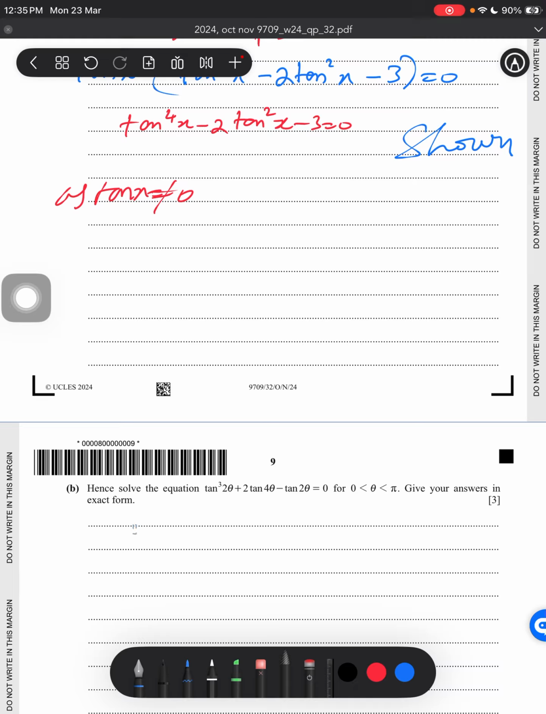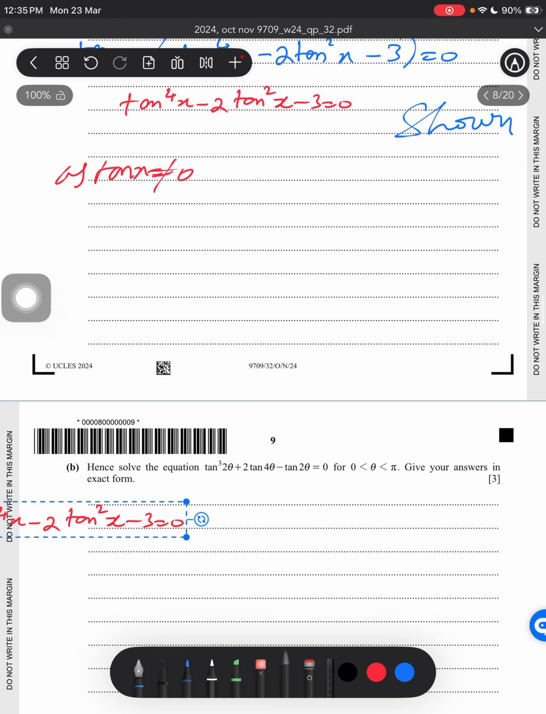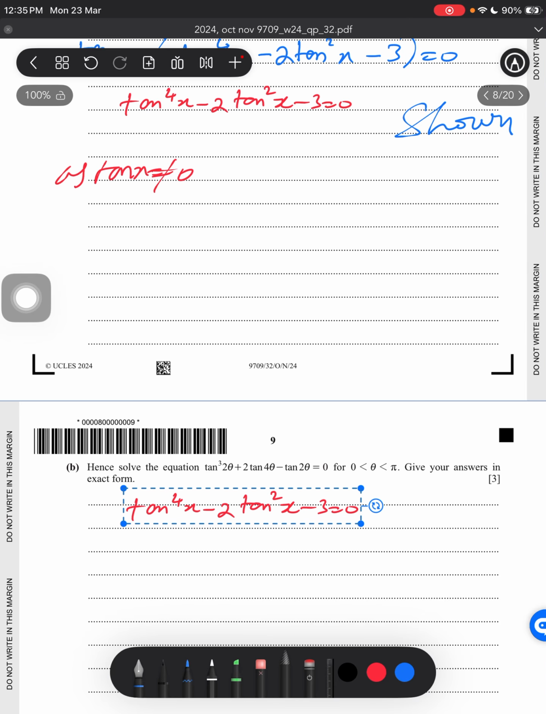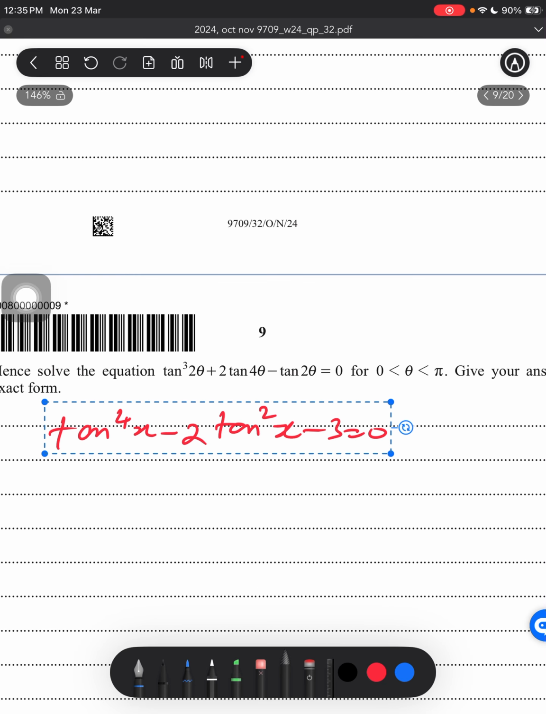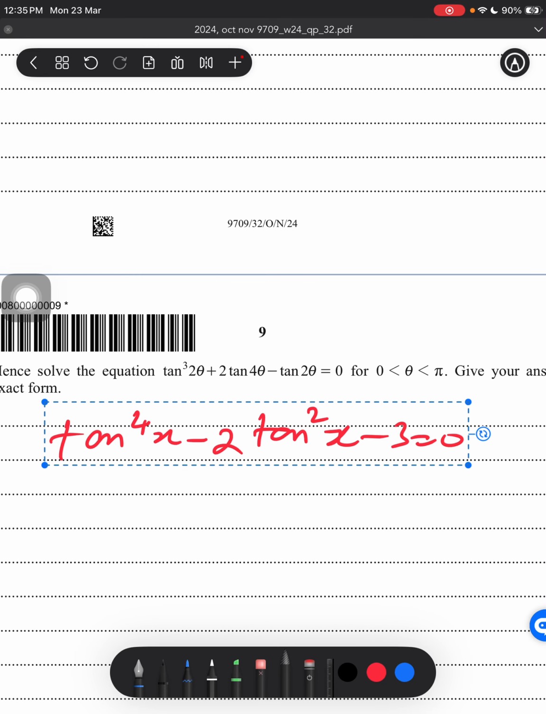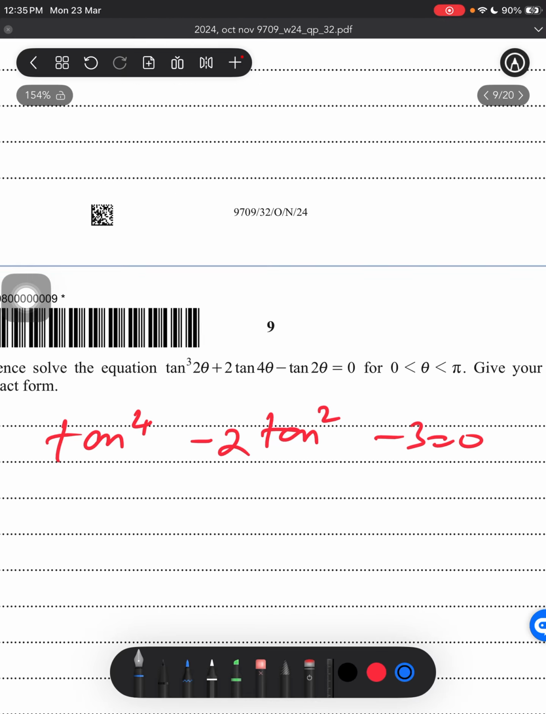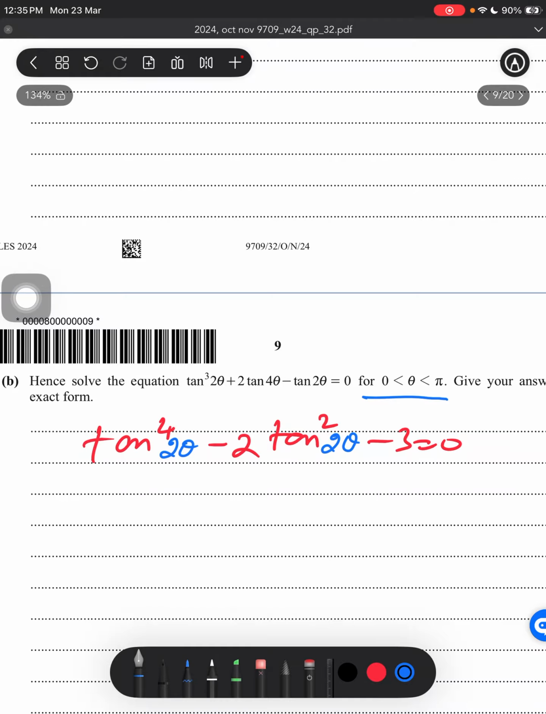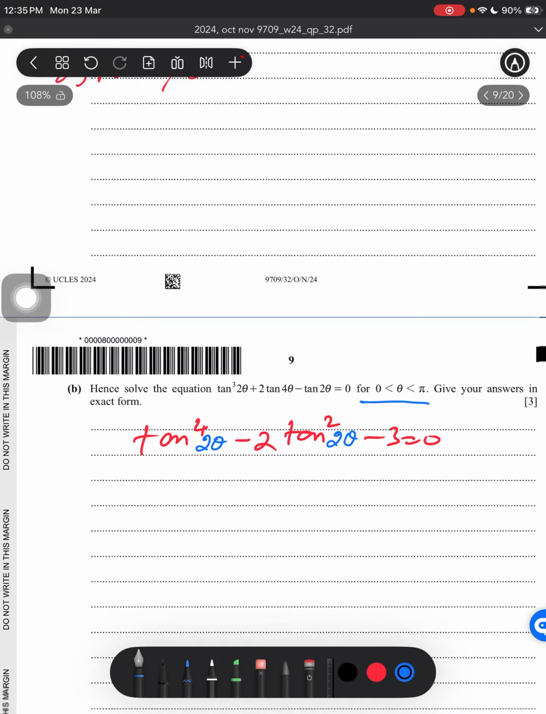So we already found that the equation was equal to this. But in that particular case we have x, and here 2 theta is mentioned. So I'll just change it: instead of x, I'll write 2 theta everywhere. That won't make a difference because the equation was the same. And the range is from 0 to pi. That will be at the end.